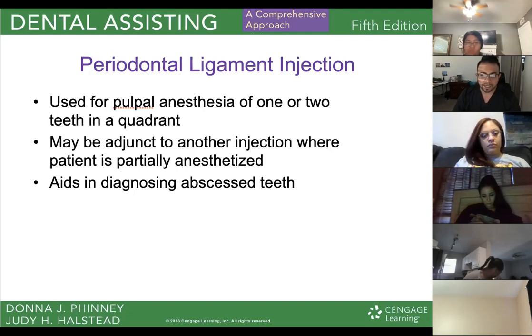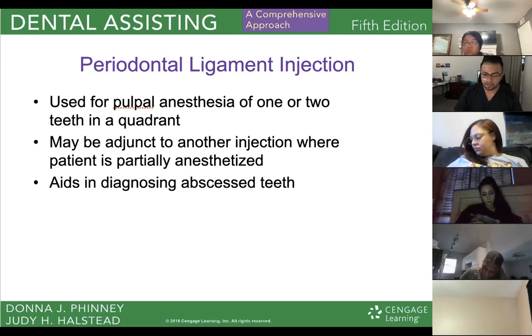And it can also aid in diagnosing abscessed teeth. This is because if a patient is having an abscess around that area, it'll numb that abscess. That way dentists can figure out, okay, yep, this is the tooth. If it numbs that tooth and makes the toothache go away, then this is the tooth in question.